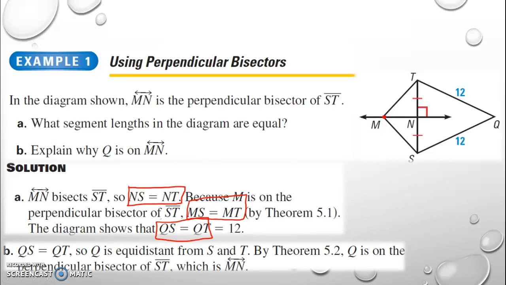How do we know that point Q, if this were extended, would be on that perpendicular bisector? That's because these two segments are congruent, and if they're congruent, that means the point must be on the perpendicular bisector.